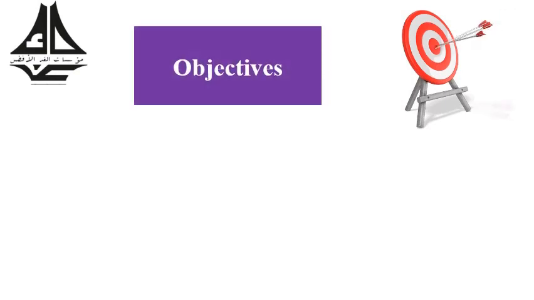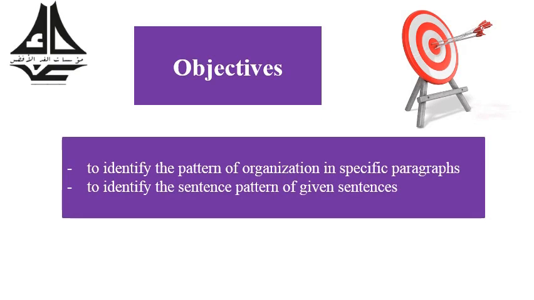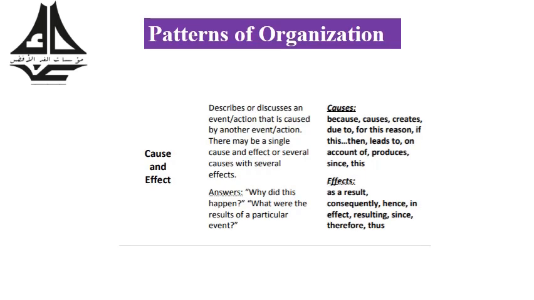The objectives for this part of the lesson are to identify the pattern of organization in specific paragraphs and to identify the sentence pattern of given sentences. Since one of our objectives is to identify the pattern of organization in specific paragraphs, let's recall what we mean by patterns of organization. Patterns of organization show us the relationships between the supporting details or the sentences in these paragraphs.